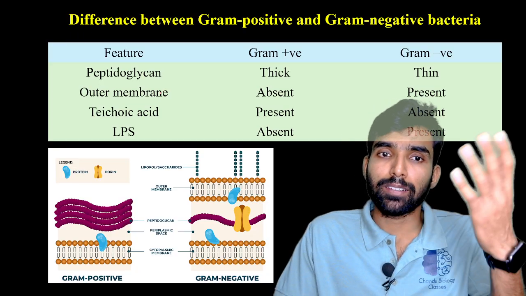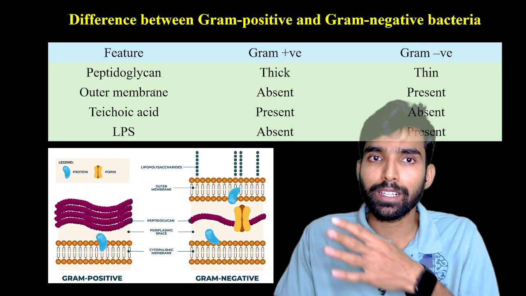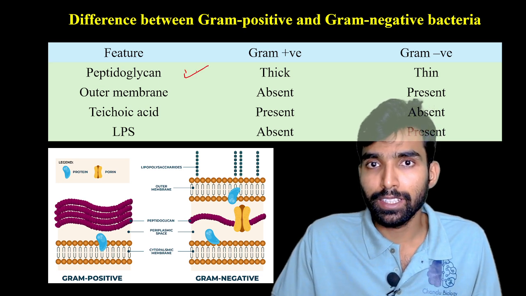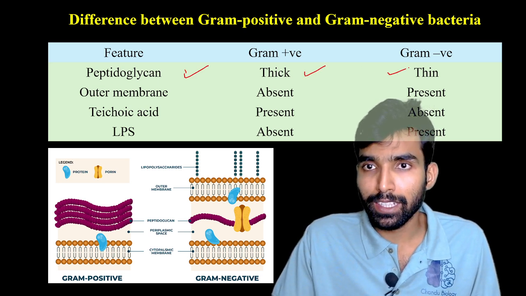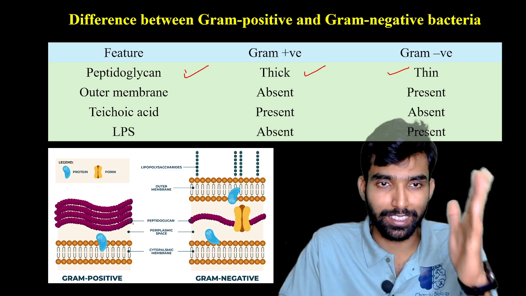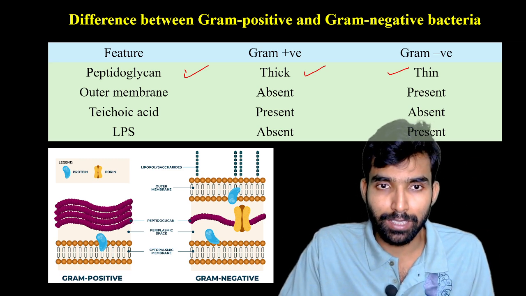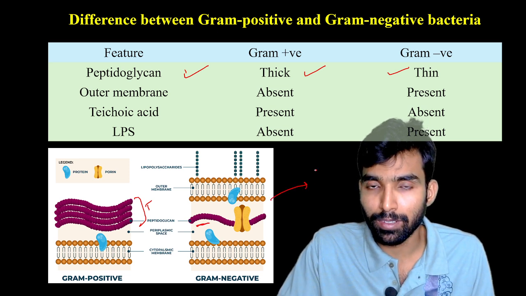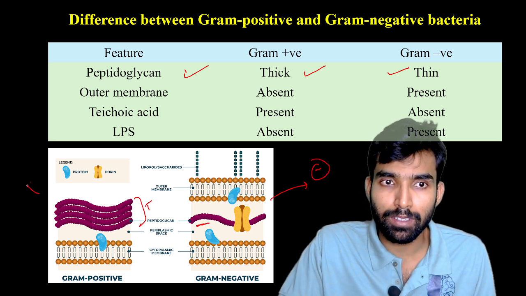Next, there are some differences between gram positive and gram negative bacteria, right? In gram positive bacteria, the peptidoglycan is thick, and in gram negative, it's thin. So here is a clear difference. This is gram positive, peptidoglycan is thick, and this is gram negative, peptidoglycan is thin.